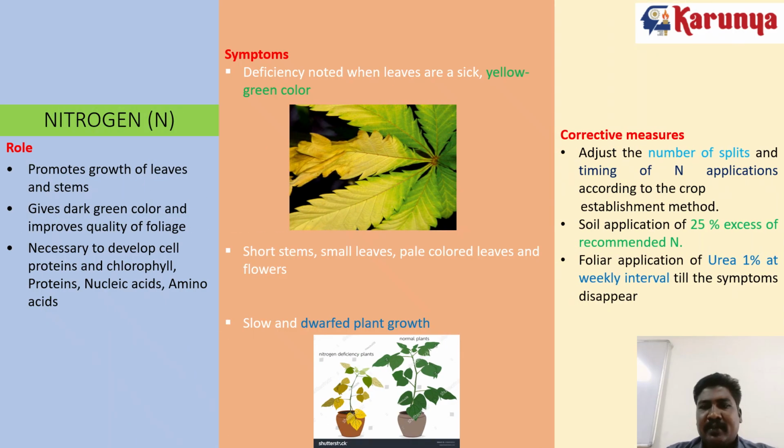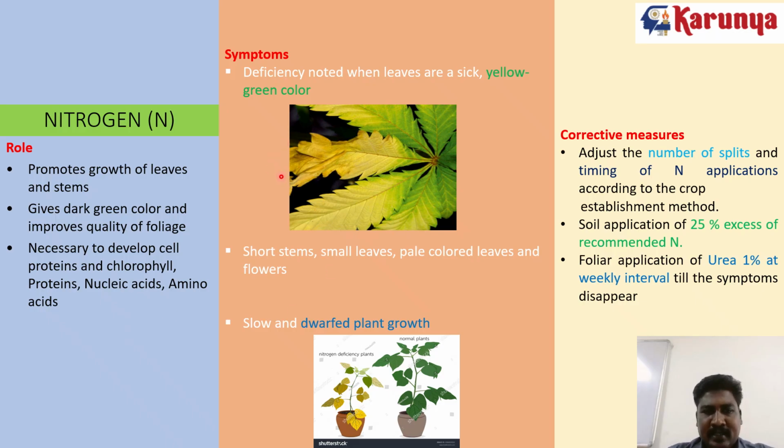Coming to the next, we'll see one by one how the deficiency symptoms appear, what the corrective measures are, and what the role of each nutrient is. First, coming to nitrogen, it is the main nutrient which promotes the growth of leaves and stems. It imparts the green color to the plants, and is involved in a variety of roles in the plants such as chlorophyll formation, nucleic acid and amino acid formation, and developing the cells.